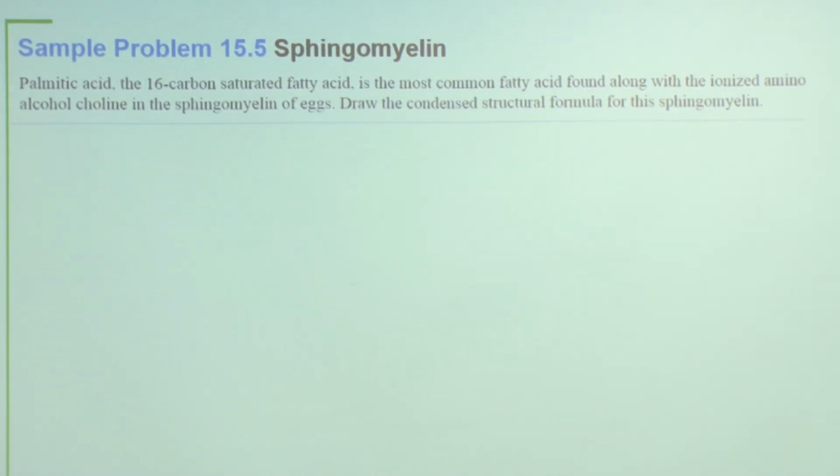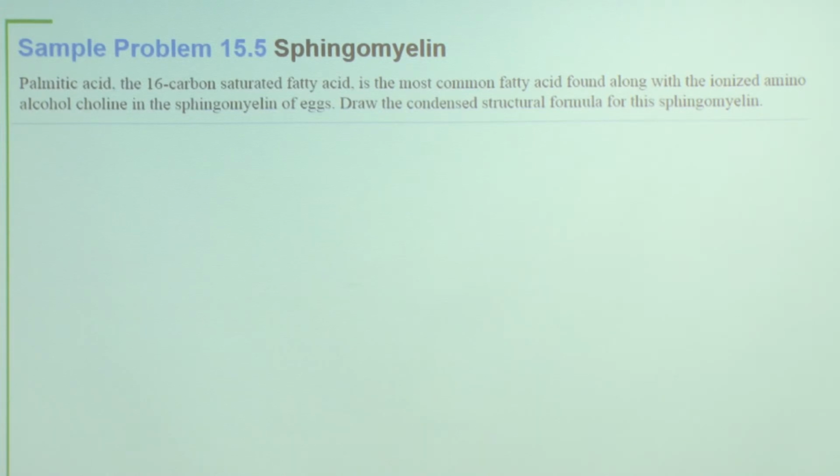Sphingomyelin: palmitic acid, the 16 carbon saturated fatty acid, is the most common fatty acid found along the ionized amino alcohol choline in sphingomyelin of eggs. Draw the condensed structural formula for this sphingomyelin. So we are setting up a sphingomyelin structure. And how does a sphingomyelin structure look like?